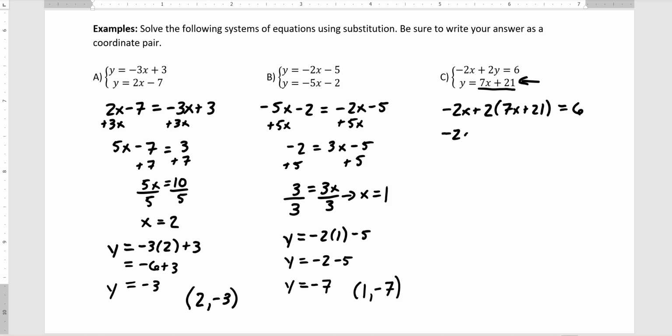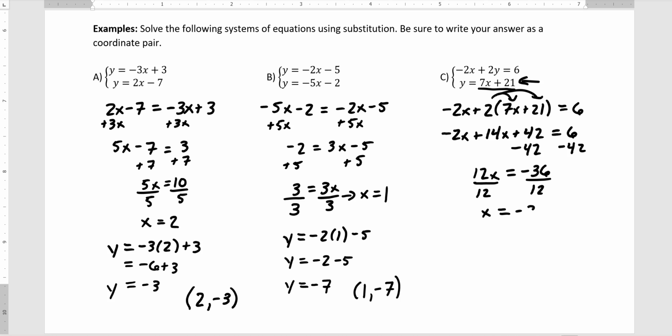So I'll have negative 2x plus, I got to distribute here, 2 times 7 is 14. So I'll have 14x. 2 times 21 is 42 equals 6. Subtract 42 and combine my like terms here. So negative 2x plus 14x is 12x equals 6 minus 42 is negative 36. Divide by 12, divide by 12. Negative 36 divided by 12 is negative 3.